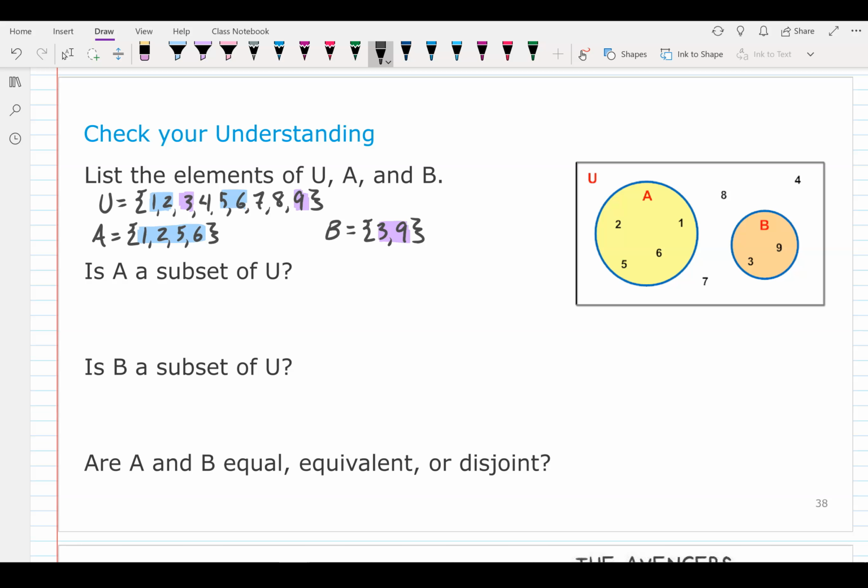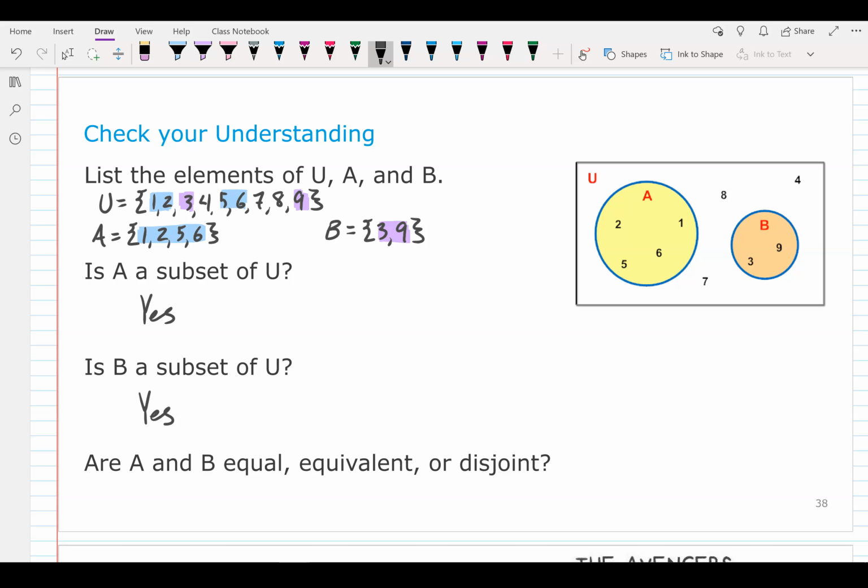So the question, is A a subset of U? Yes. Of course it is, because the elements of A are in the universal set. Is B a subset of U? Yes, as well. It has to be, because the universe is all of the possible elements. And it says here, are A and B equal, equivalent, or disjoint? Blast from the past. Equal means exactly the same. All the elements are the same. Equivalent means same size. And disjoint means none of the same elements.